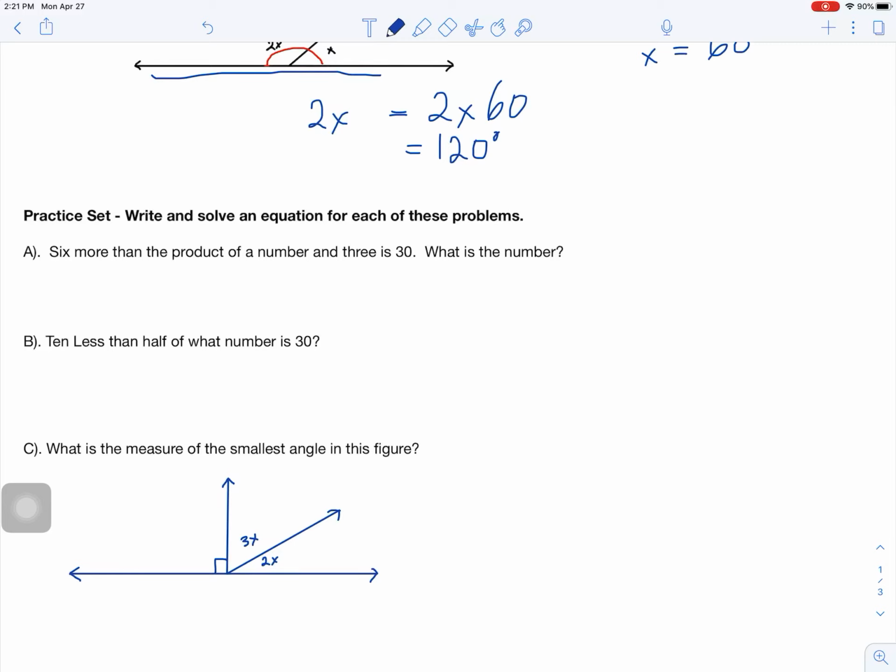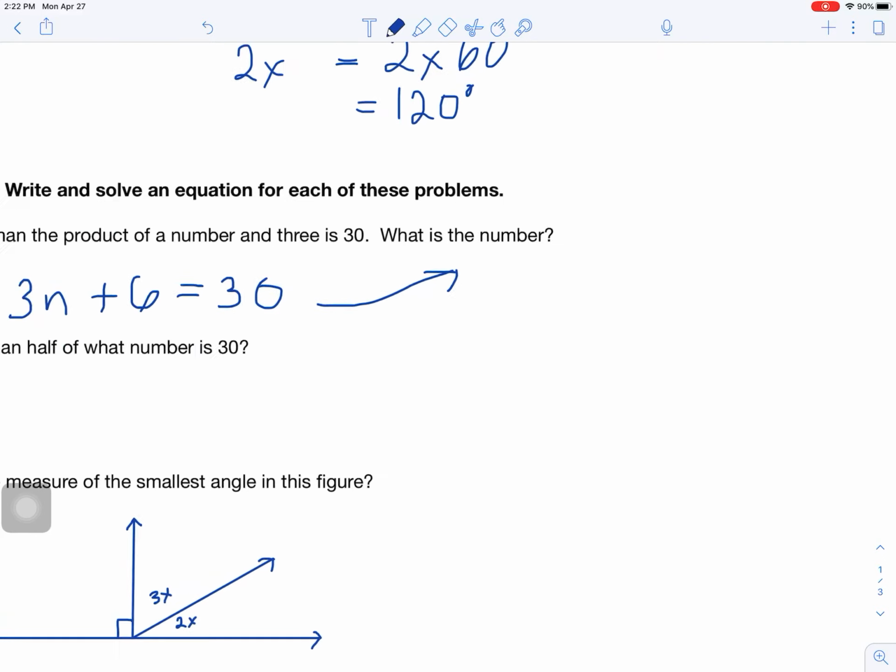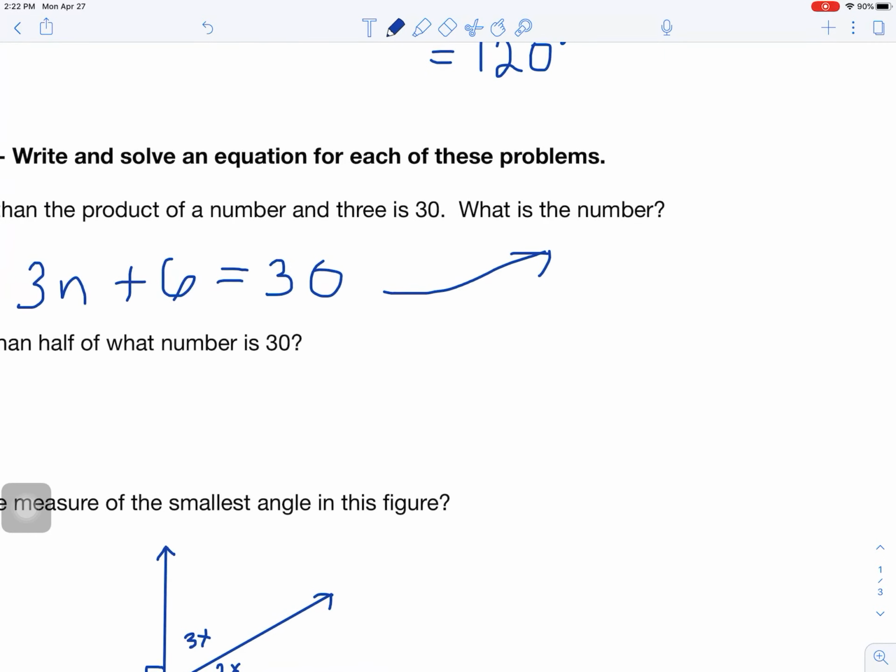Okay, let's try the practice set. They're going to write the language a little bit different, but we should be able to figure this out. So it says 6 more, which is plus 6, then the product of a number and 3. So we want 3 times a number plus 6 is 30. What is the number? Well, you can see that what we get is this. All right, 3n plus 6 equals 30.